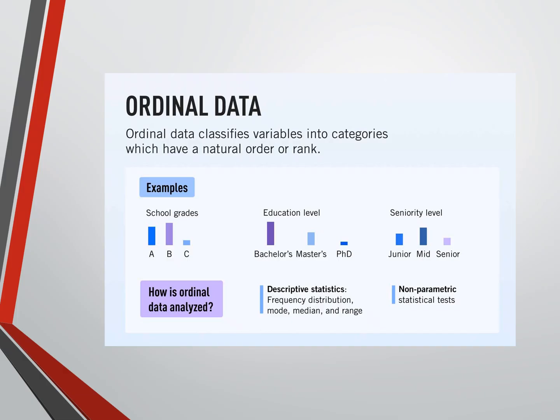Now very important, how is ordinal data analyzed? Ordinal data and nominal data are always analyzed by non-parametric statistical tests, which I am going to take up on Wednesday. Tomorrow I am going to discuss descriptive statistics and parametric tests. So the descriptive measures we are going to use are frequency distribution, mode, median, range, mean, like that.